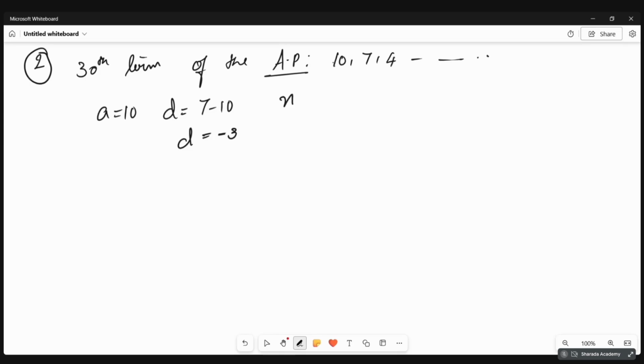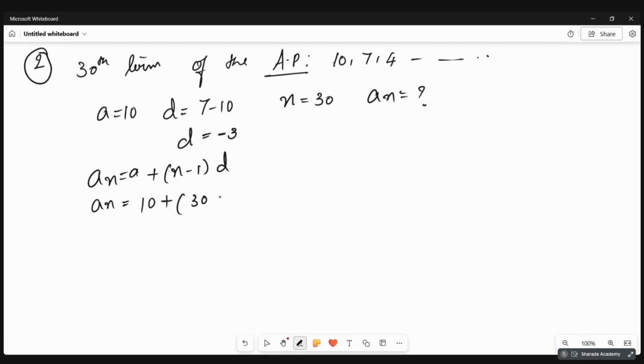So 30th term, N is equal to 30. An you should find. So here An is equal to A plus N minus 1 into D. A is 10 plus 30 minus 1 into minus 3. So An is equal to 10 minus 29 into 3. So you will get An is equal to minus 77. I think you got it right.